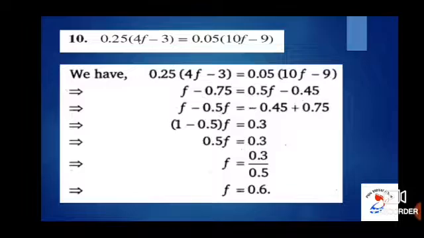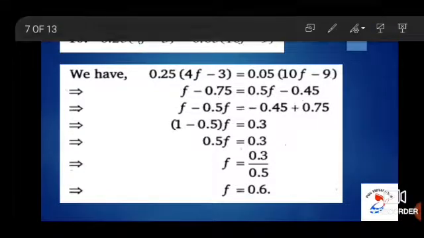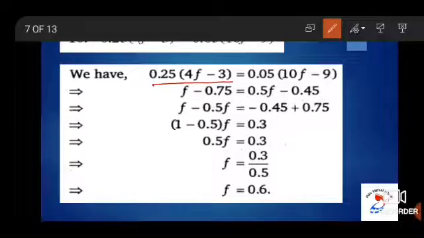Now we'll move on to the next problem. Next it is question number 10. This is the last problem, children. In this question, 0.25 into 4f minus 3 is equal to 0.05 into 10f minus 9. We will see how to solve this problem. 0.25 into 4f minus 3 is equal to 0.05 into 10f minus 9.